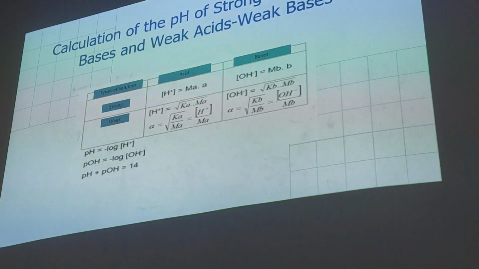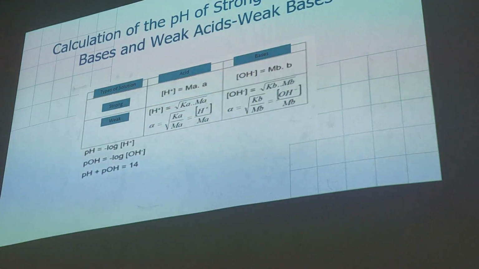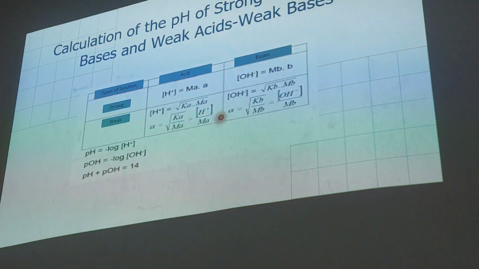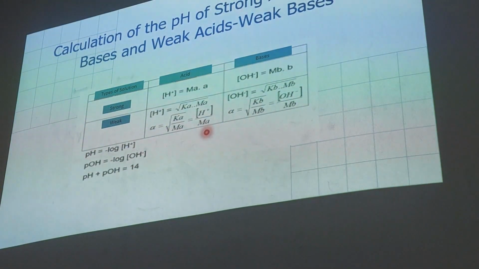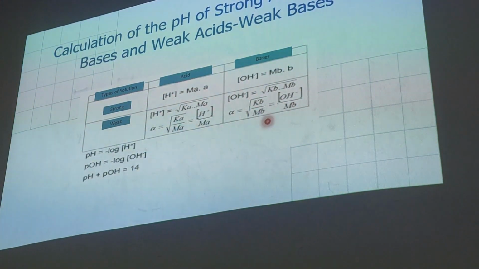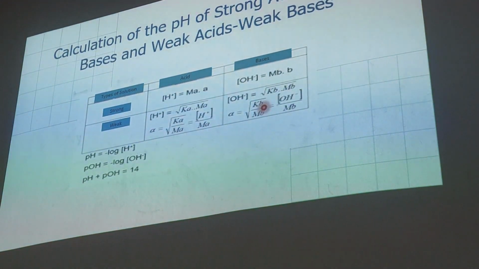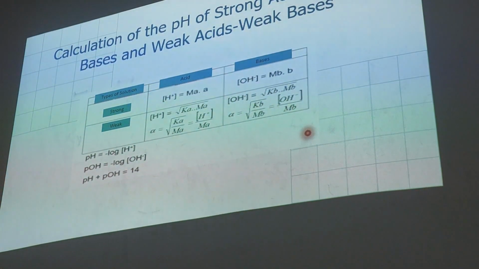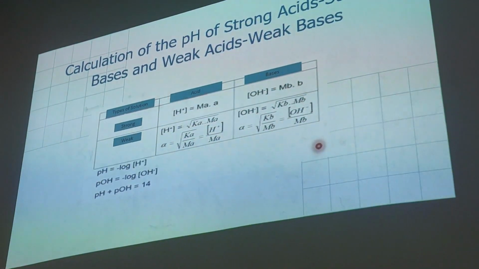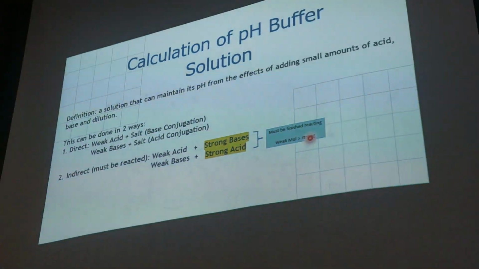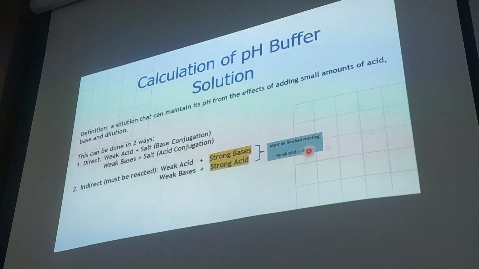How can I say it? And you know the Ka and Kb, this is an acid and this is a base. Okay. And then, yeah, calculation of pH buffer solution.